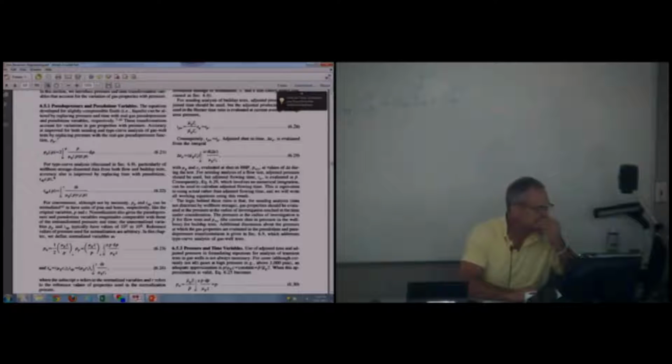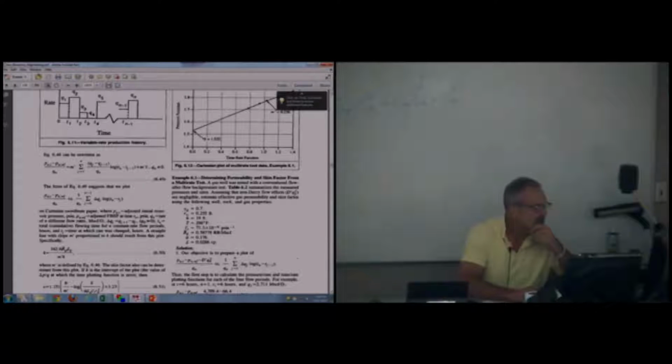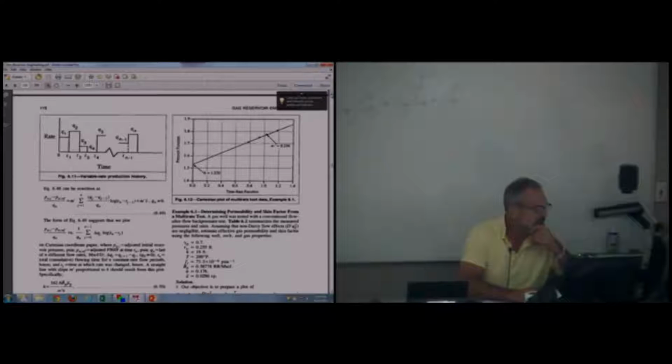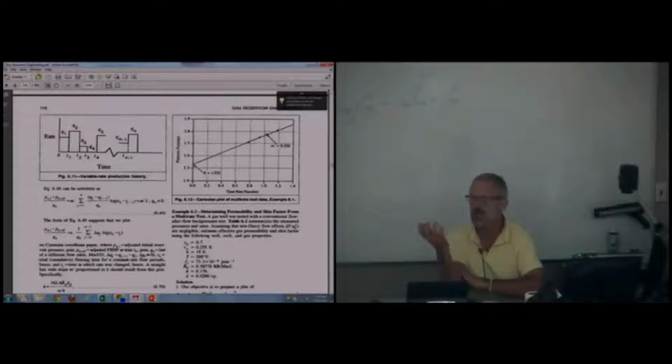So let's see here. We want to build a plot. It should look something like this. Figure 6.12 on page 118 of your textbook. Those are our 4 test rate data. So we've got to build a time rate function. And we're going to, off here to the left, we have variable rate production history. Is that what we have?